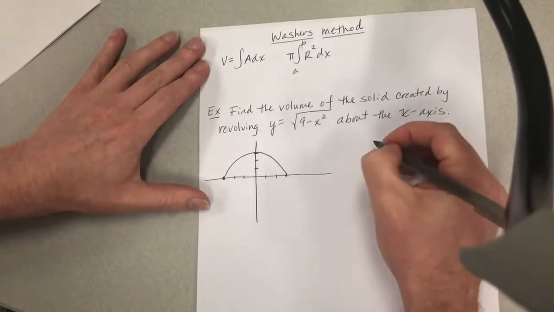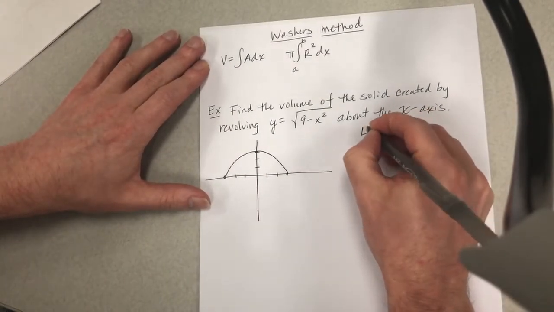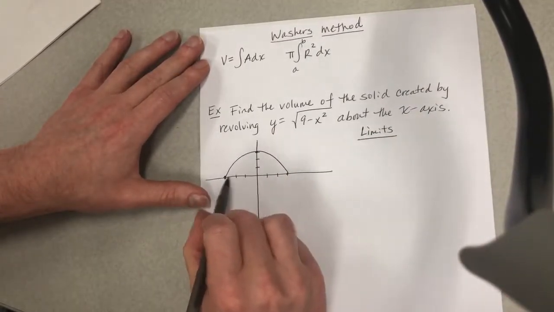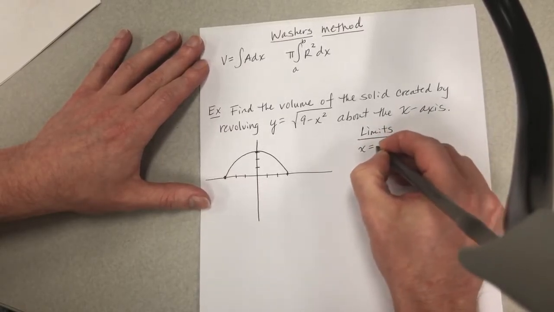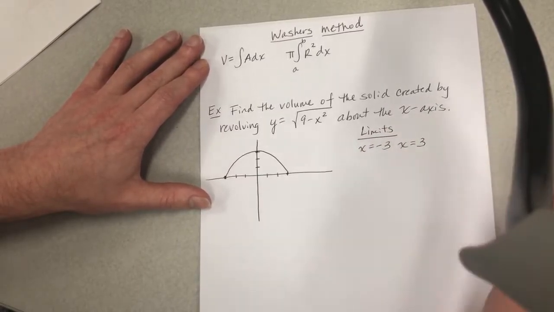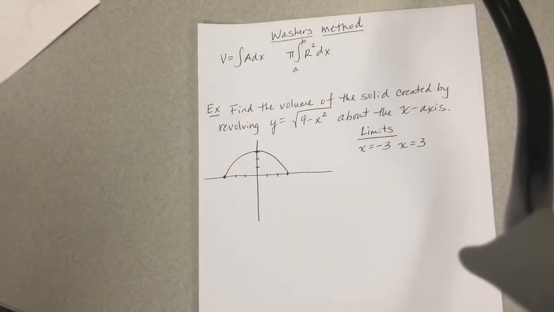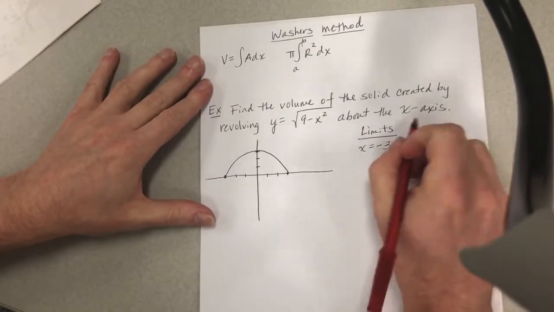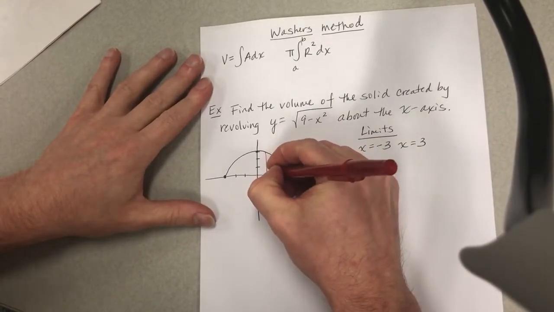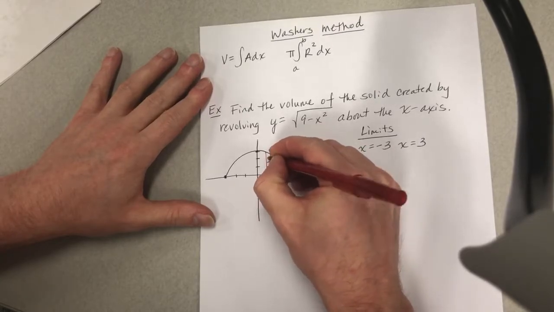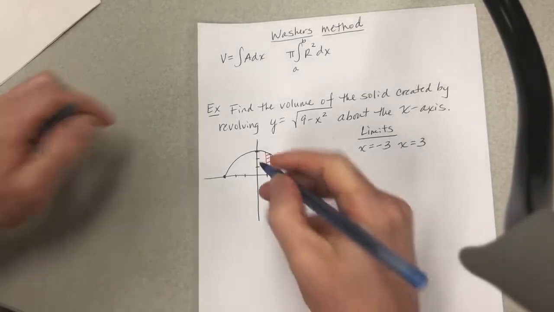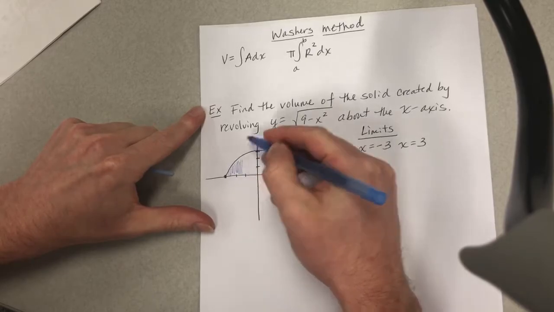Okay, so your first step is graph. Your second step, your limits, or your intersection points. So we're looking at our limits for this region, and it's going to go from -3 to 3. Now, from there, and we're always going to do this, we're going to draw a little ladder that is always perpendicular to the axis of rotation. So our x-axis is our axis of rotation, so we draw your ladder up to the region. Now, my region is all colored in. It's all this area right here.